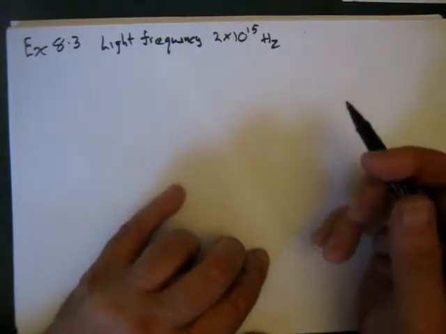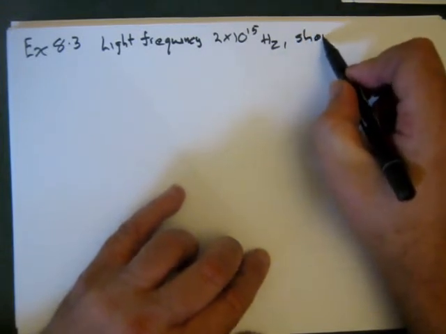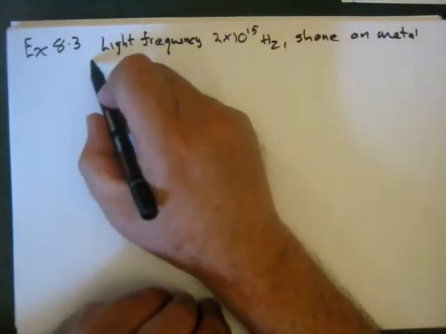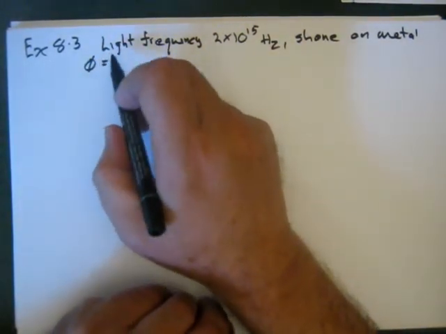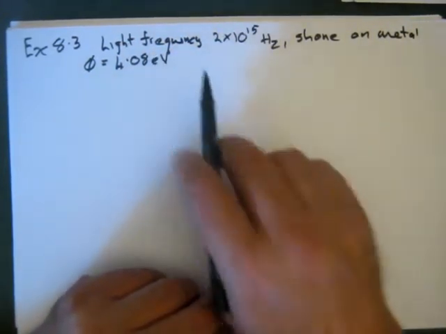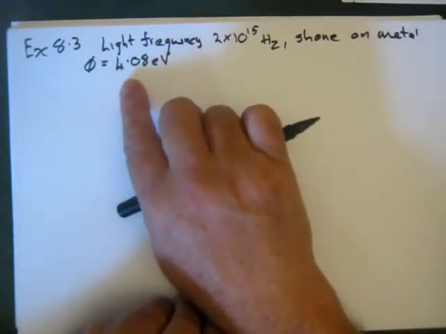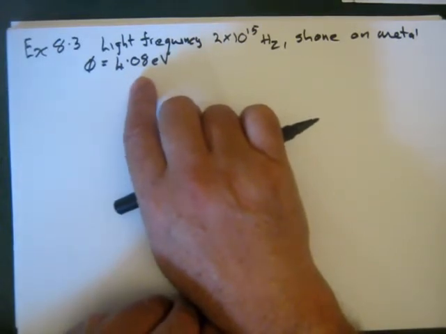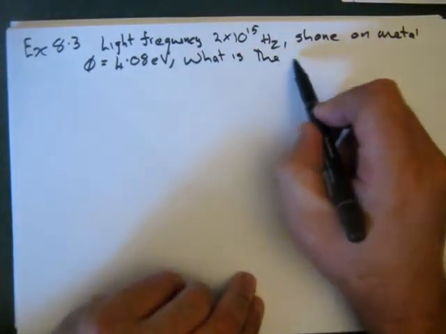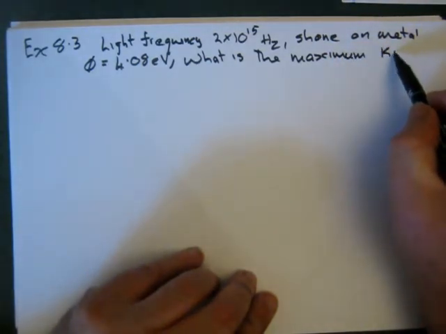It's shone on an aluminium surface, a metal, with a work function of phi equal to 4.08 electron volts. So remember, this photon must supply this much energy before it can even knock an electron loose. What is the maximum kinetic energy value?